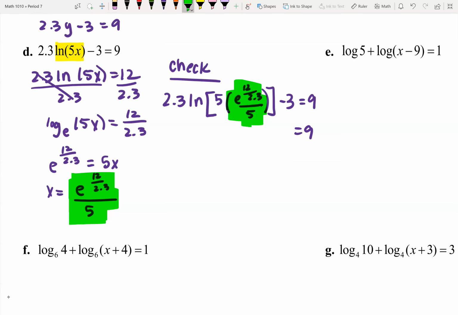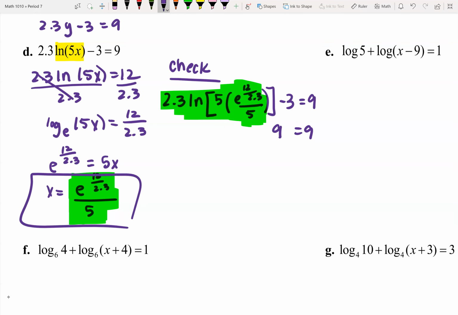Now go over here to the left side of the check, and when you see that terrible e to the business, let's just hit memvar. Okay, everybody go 2.3 ln 5 memvar, enter, close it, minus 3 equals, I got my 9. 9 equals 9. So I know my answer is correct, and that's what I'm going to write it as. Just like that.